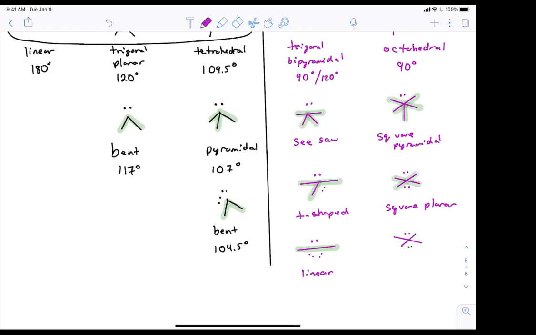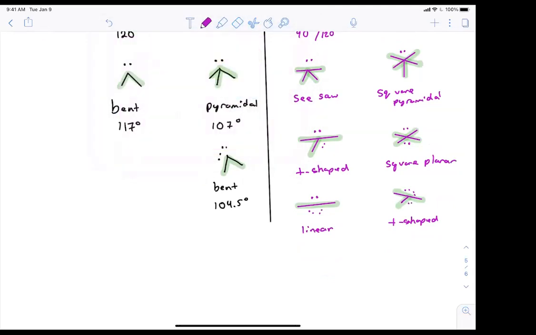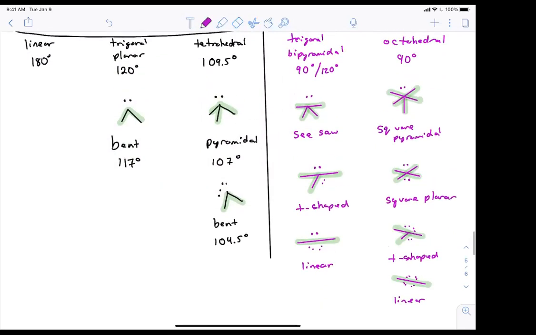Okay. Now at this point, does it matter which one I take away next? No, it doesn't. So I'm going to take away this one here. So what shape do we have left now? T-shaped. And then we take the last one, which is the furthest away from that. And it's what? Linear. Exactly.